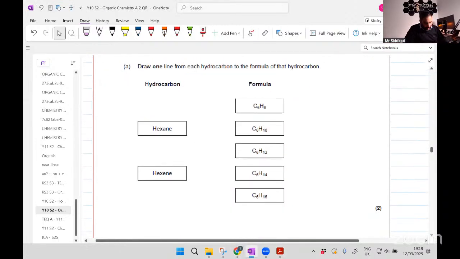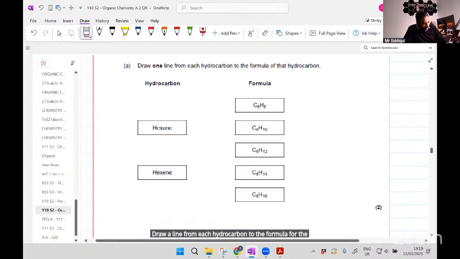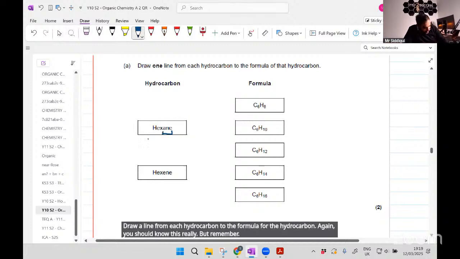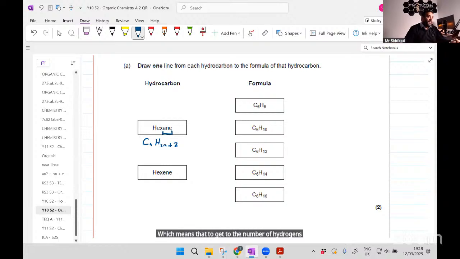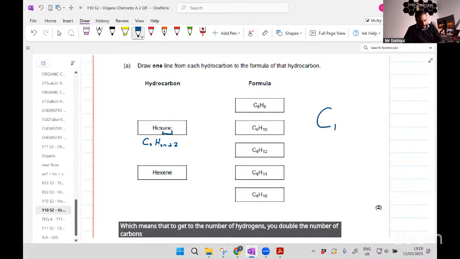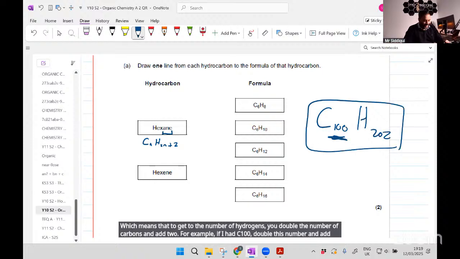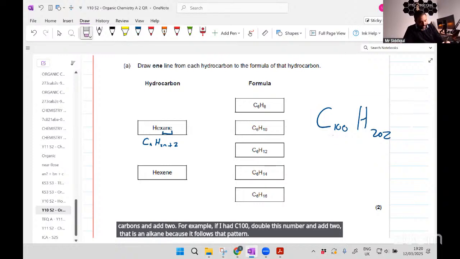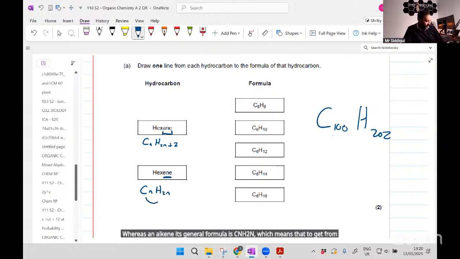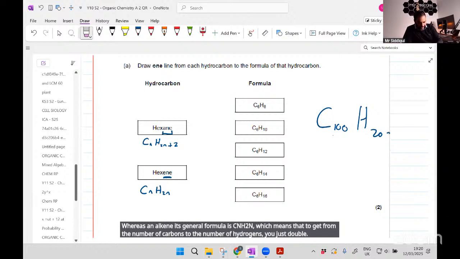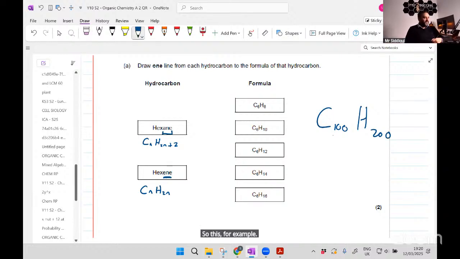Draw a line from each hydrocarbon to the formula for the hydrocarbon. Again, you should know this really, but remember, anything that's an alkane has the formula CnH2n+2, which means that to get to the number of hydrogens, you double the number of carbons and add 2. For example, if I had C100, double this number and add 2, that is an alkane because it follows that pattern.